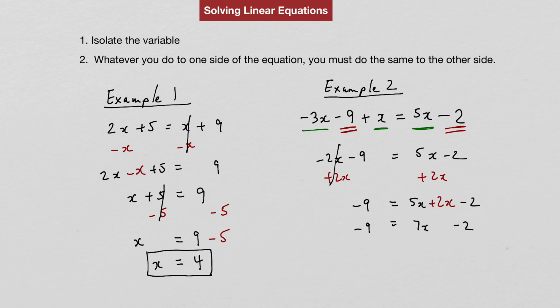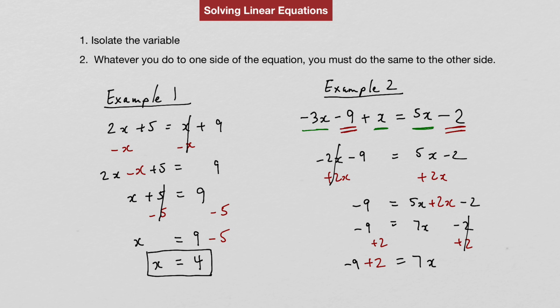Okay, 7x minus 2. Now what we want to do is combine the other like term, the negative 9 and the negative 2. And to do that, we have to move this negative 2 over to the other side of the equation. In order to do that, we have to add 2 to both sides. Okay, so when we do that, we get negative 9 plus 2 is equal to 7x. And these cancel out.